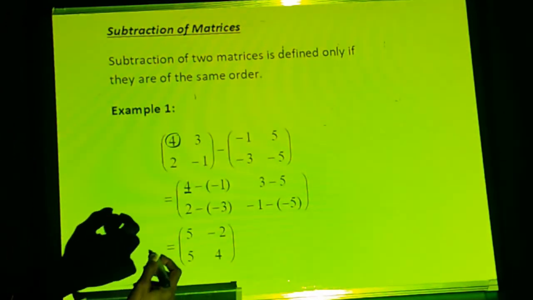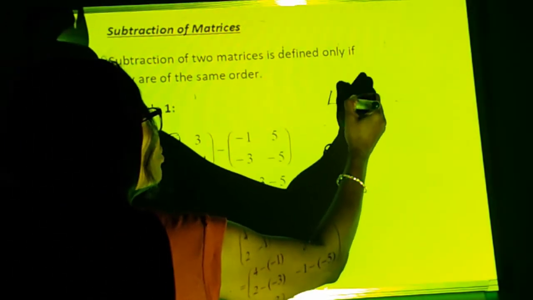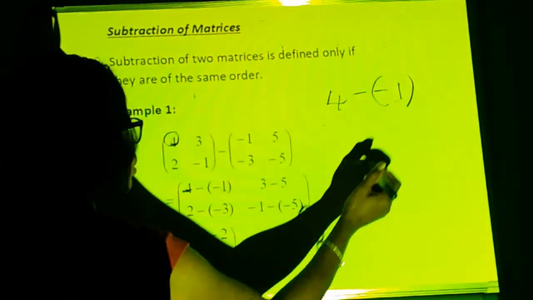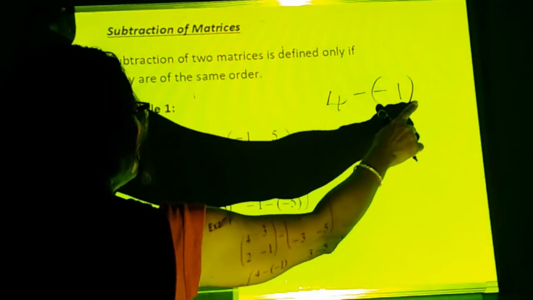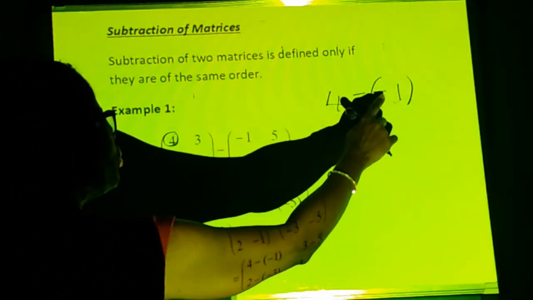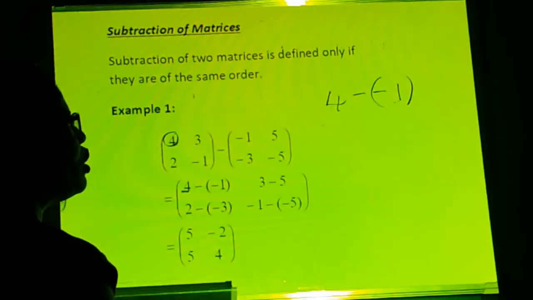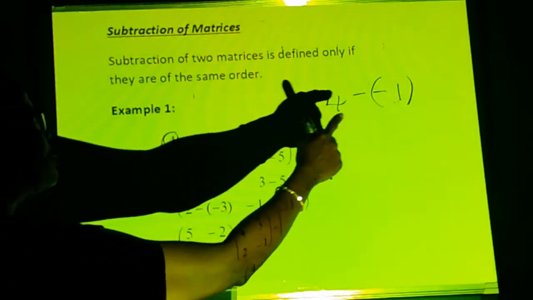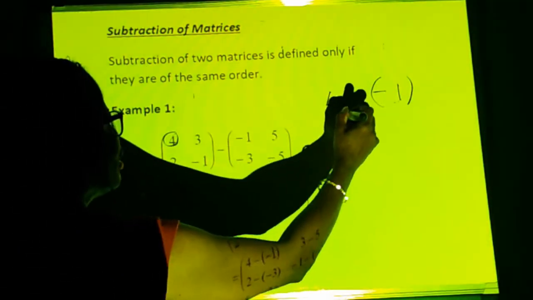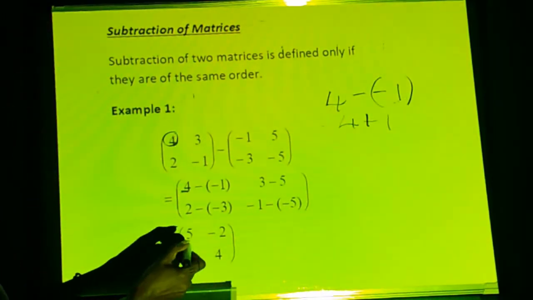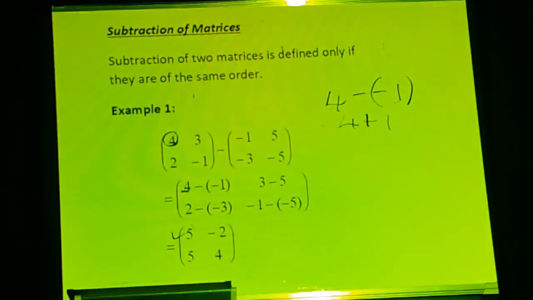Now, if you have a problem with directed numbers, then stay tuned. I will be doing a video on that as well. But for those of you who remember what happens when you combine 2 minus signs, this is 4 minus negative 1. We will get a 4 plus 1, which is equal to 5. So that one is correct.